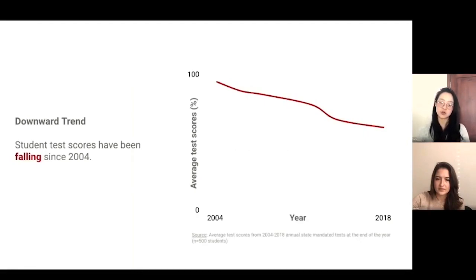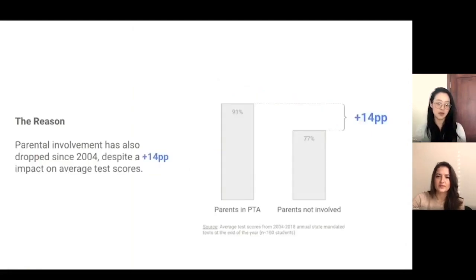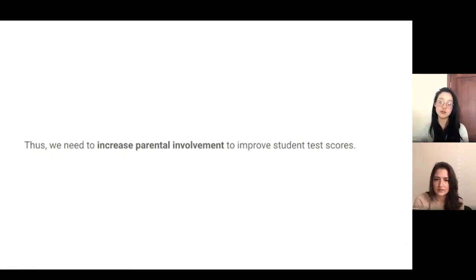We found that there was a downward trend where students' test scores have been falling since 2004. And that's a problem. And the reason is because parental involvement also dropped since 2004. Despite there being a 14 percentage point increase if there are parents involved versus when parents are not involved. So basically, we think the drop in the student test scores, because it correlates so well with parental involvement, that the lack of parental involvement is the reason why test scores are dropping. And so that's why it's really important for us to increase parental involvement to improve our student test scores. So that's the why. Next, we want to go into the how.